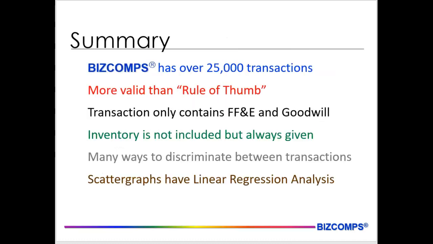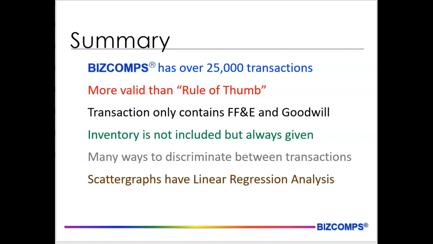So in summary, BIZCOMPS has over 25,000 transactions, and it's much more valid than the rules of thumb or industry standards. The transactions contain only furniture, fixtures, equipment, and goodwill or other intangible assets. Inventory is not included in the multiples or the comparable companies, but it is indicated so that you can get an idea of what those companies made.